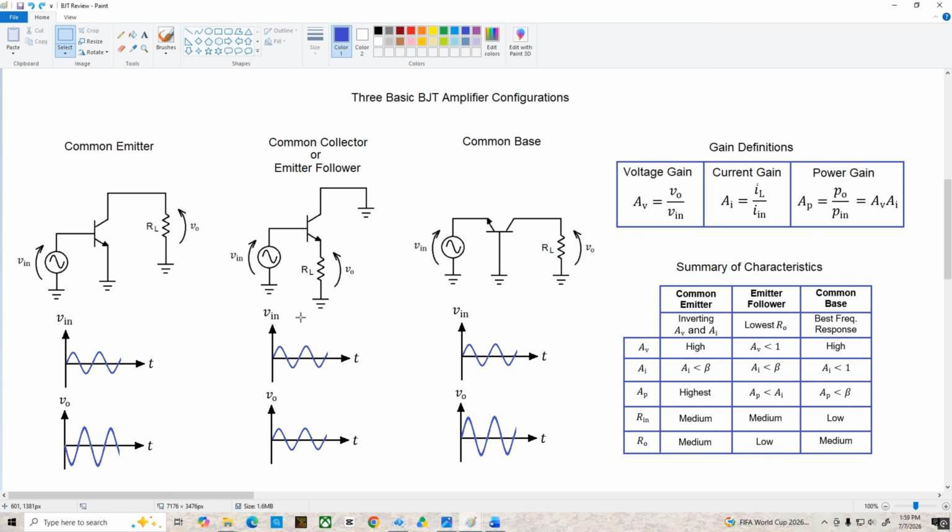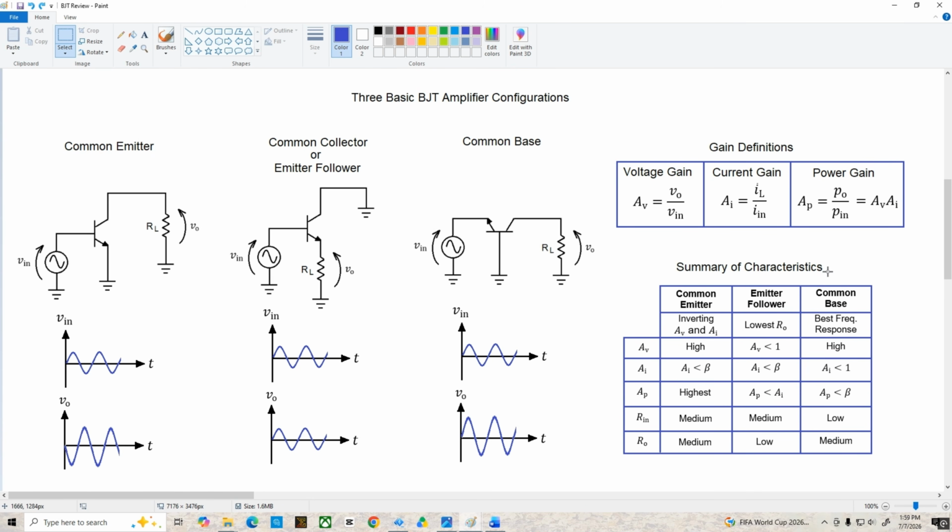Now, all the main characteristics of these amplifiers are summarized over here, but just for the sake of review, I'm giving you the gain definitions here. Voltage gain is V out over V in. Current gain is the load current divided by the input current. Power gain is power out to the load divided by power in delivered by this source, and it's also equal to the product of voltage gain and current gain.